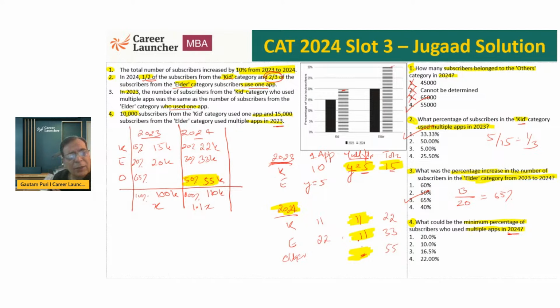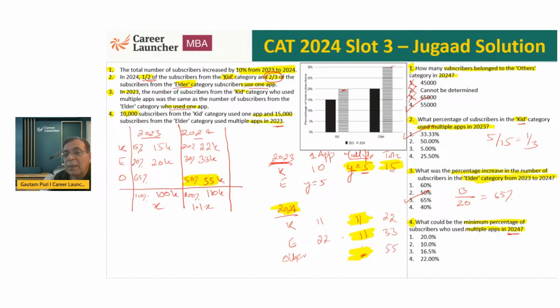Now, nowhere have we been given anything about others. All 4 statements we have gone through. There's no information about others. When you look at statements 1, 2, 3, 4, none of the statements are giving me anything about others in 2024, single app, multiple app.